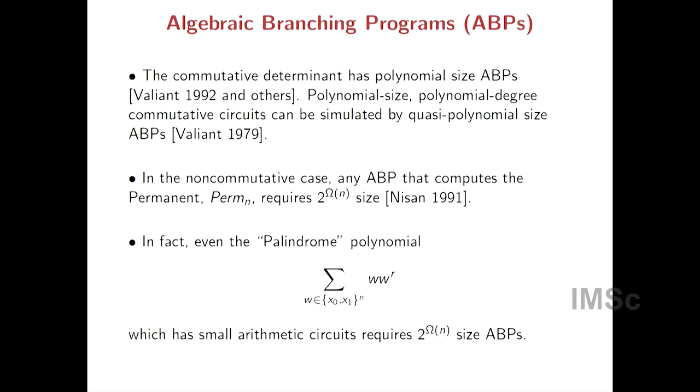For example, you take this palindrome polynomial, which makes sense in the non-commutative world. Namely, just look at all words of length n over the letters x0 and x1 and look at w times w reverse, okay, and add it all up. It's easy to see that this has small arithmetic circuits, but it requires exponential size algebraic branching programs. And that's actually because of the following reason. People who have seen a bit of theory of computing or done a course in theory of computation would recall that palindromes are a classical example of context-free languages, which contrasts with regular languages.